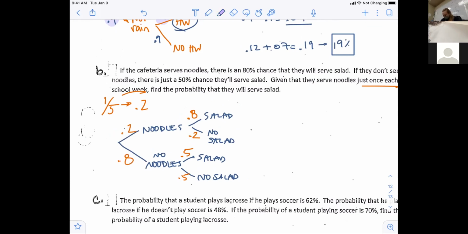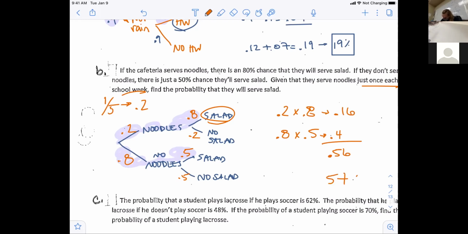And now we want salad. We want yes salad. So I'm going to follow all the roads that go to salad. So it could have yes noodles and yes salad, which is 0.2 times 0.8. And I could also go no noodles and yes salad, which is 0.8 times 0.5. Multiply, add them together. About 56%.